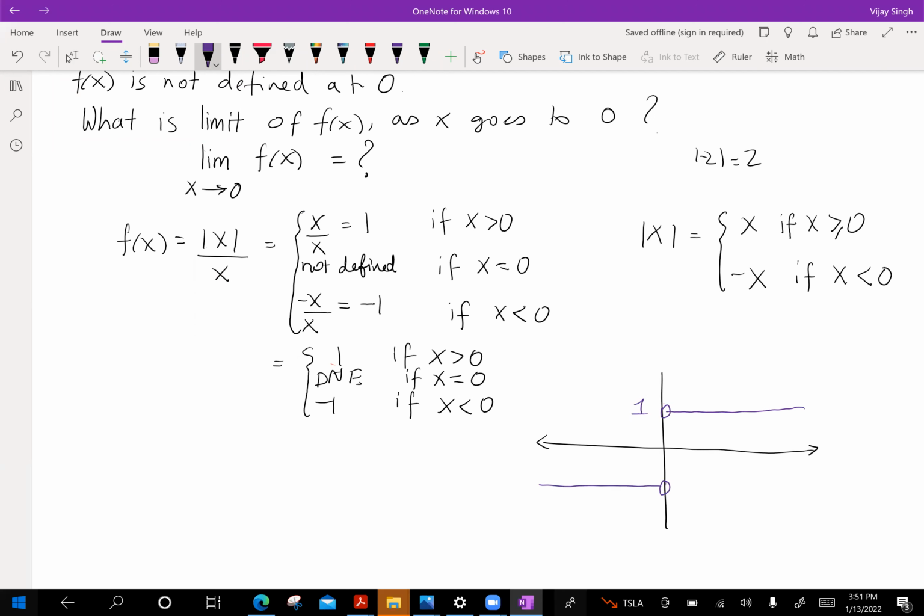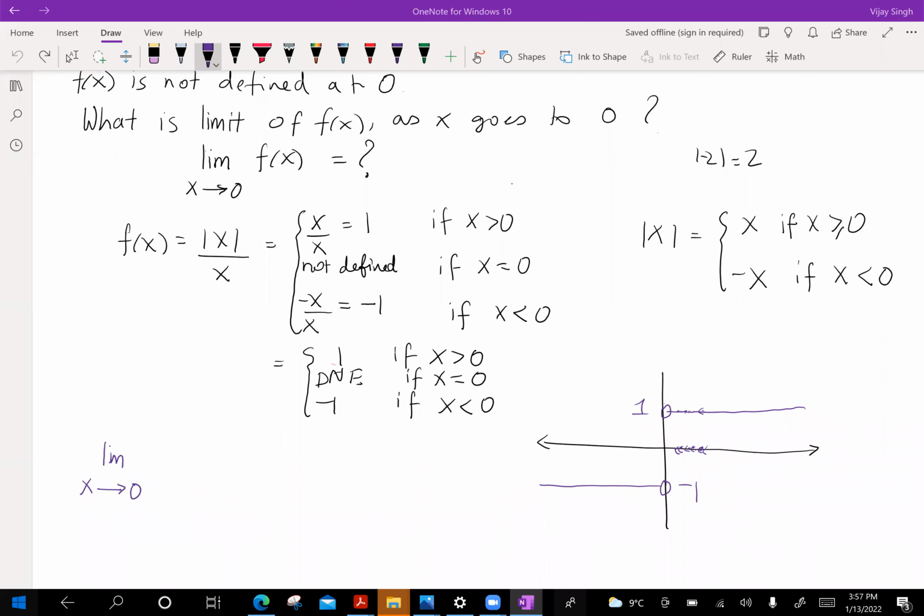So 1, negative 1. So this is how the function looks, okay? It's like 2 lines separated. The question is, what is the limit as x goes to 0? So how do I answer this question? Let's ask this question in another way. Is my f of x going closer to some fixed value, one value, as x goes to 0?